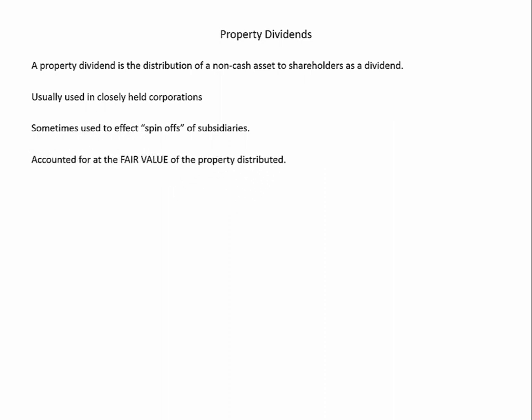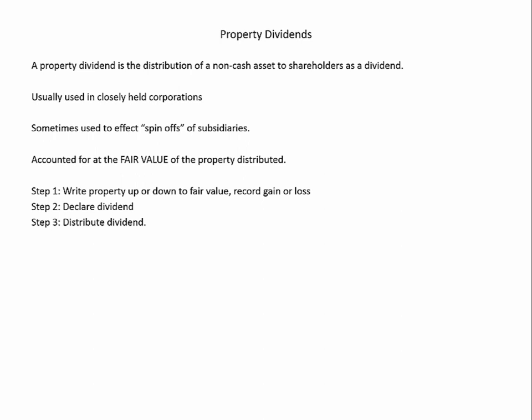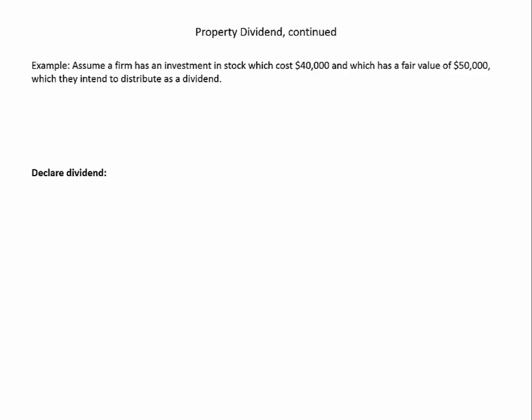Now, property dividends are accounted for at the fair value of the property that's being distributed. So the first thing we're going to do when we have a property dividend, step one, is to write the property up or down to fair value and record a gain or a loss on that revaluation. Step two, we declare the dividend. Step three, we distribute the dividend. So again, let's take a look at an example.